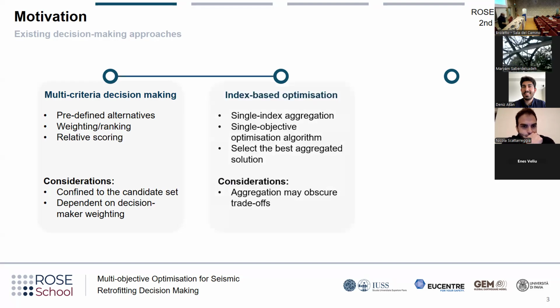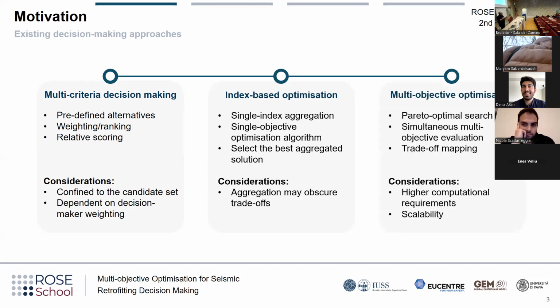And then we have index-based optimization, or single objective optimization. We can aggregate the objectives or variables with a weighted average, or cost benefit analysis, or whatever index we prefer. Then we do the optimization or the scoring of the solutions. But that makes us lose the information regarding the Pareto trade-off between the objectives. So to overcome this issue, there is multi-objective optimization.